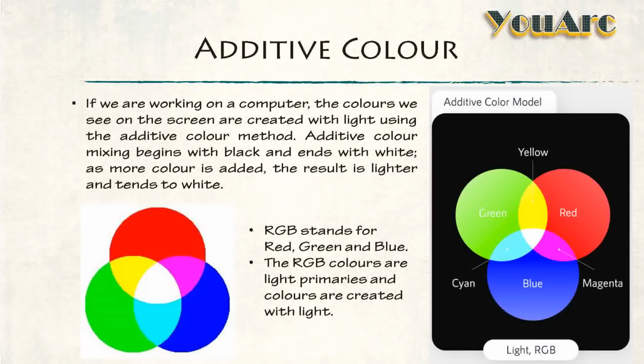Let's see what additive color is. We already know additive color is something which deals with lights. So if we are working on computers, laptops or mobile phones, the colors you see on the screen are created with light. So these particular colors are created using additive color methods. Okay. The additive color method begins with black and ends with white. It is just the opposite of the subtractive color system that we saw already. So when we keep adding colors, the resultant color will be lighter and tend to white.